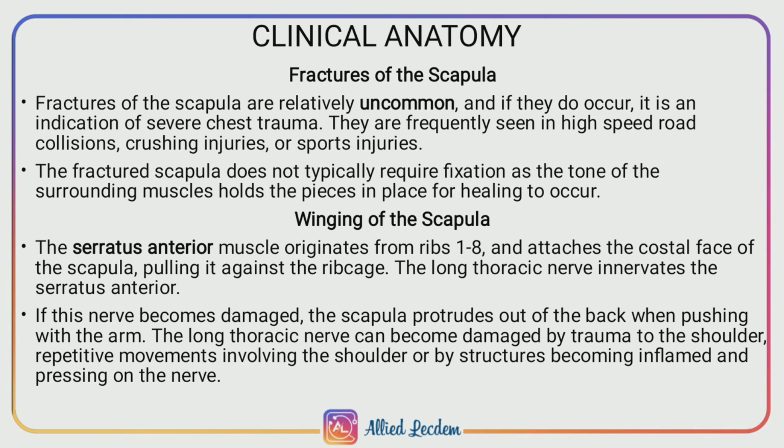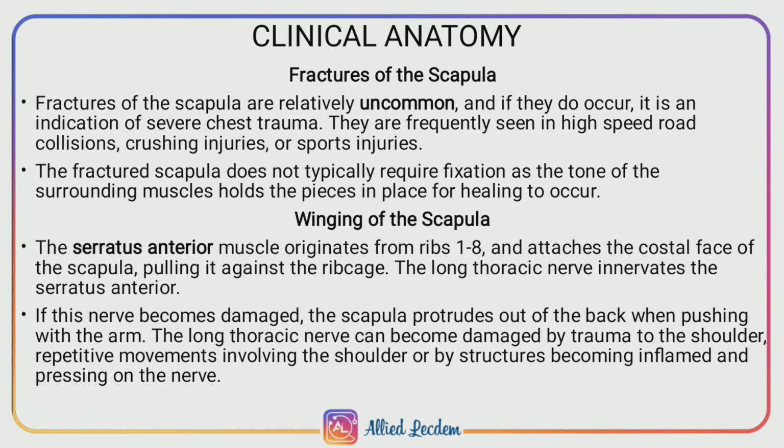Next, the clinical anatomy relevant to the scapula. There are two conditions, namely fracture of the scapula and winging of the scapula. Fracture of the scapula is uncommon and not mostly seen. If it does occur, it is an indication of severe chest trauma. They are frequently seen in high-speed road accidents, crushing injuries, or sports injuries. It typically does not require fixation, internal or external, as the tone of the surrounding muscle holds the pieces in place for healing to occur. That means it recovers naturally, and a minimum of immobilization is enough.